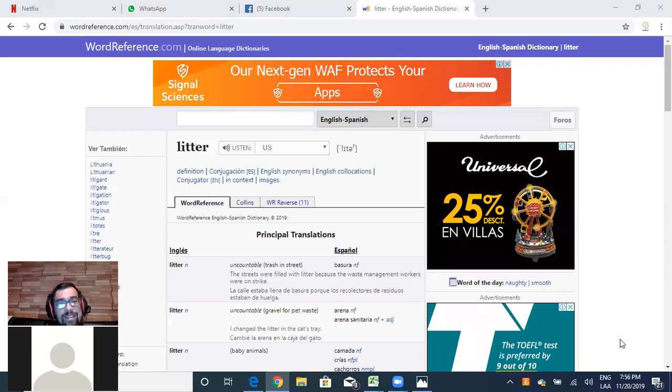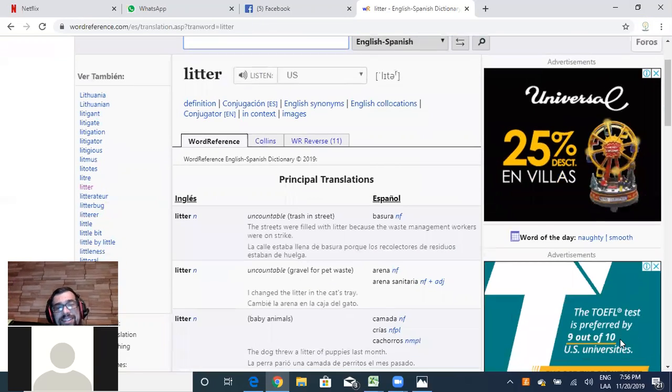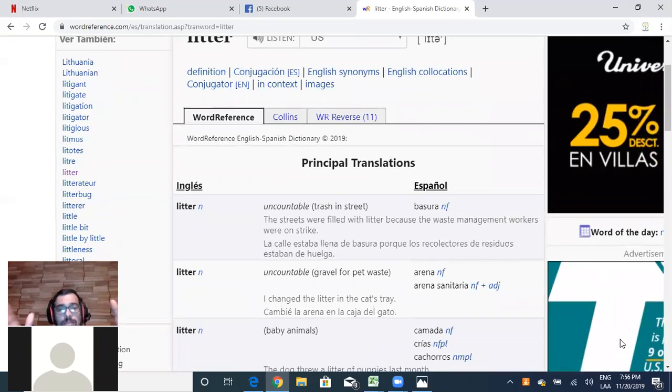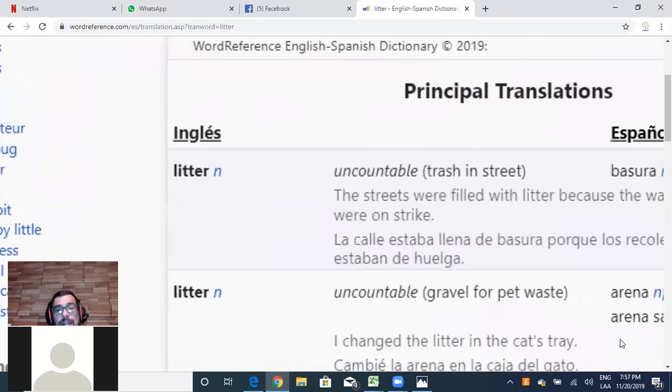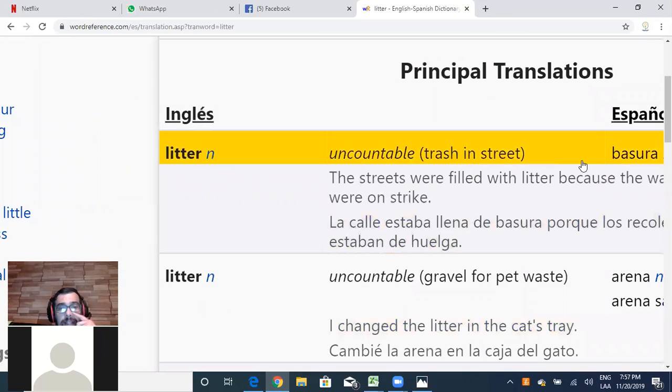Okay, very good. Just also, I just want to point something out for you that is very important, that is going to help you a lot, and it is this word: litter. Okay, litter. Litter is just trash in the street. You can see it here. So whenever we're talking about a lot of garbage in the street or in a neighborhood, we can just say litter.